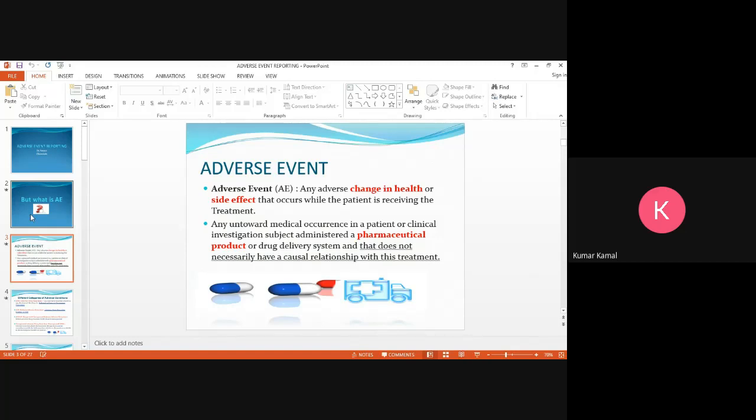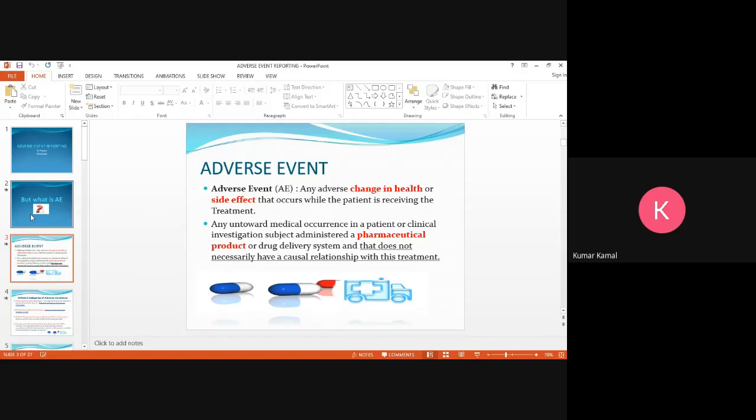Okay. So any adverse event would be anything which is undesirable, which is not expected after receiving that particular treatment. Any adverse change in health or a side effect that occurs while the patient is receiving the treatment. So here we are talking about any side effect which is happening to a subject when they are part of the clinical trial and receiving treatment pertaining to the investigational product.